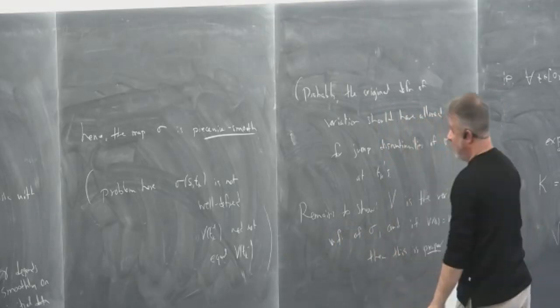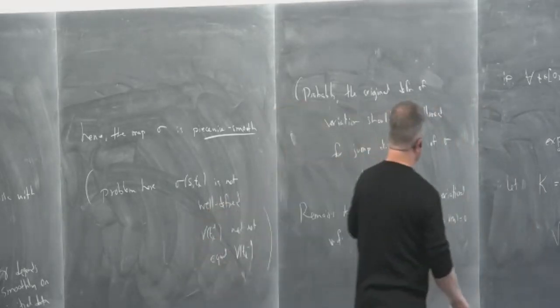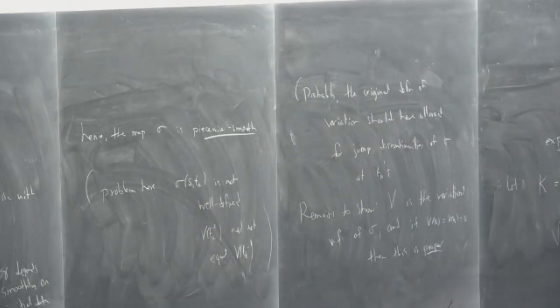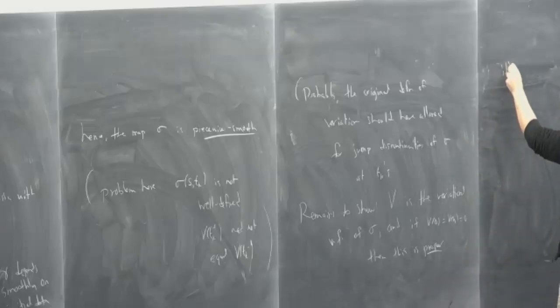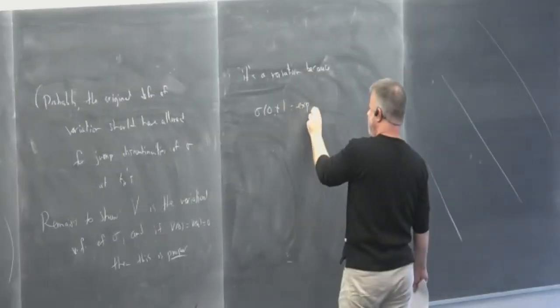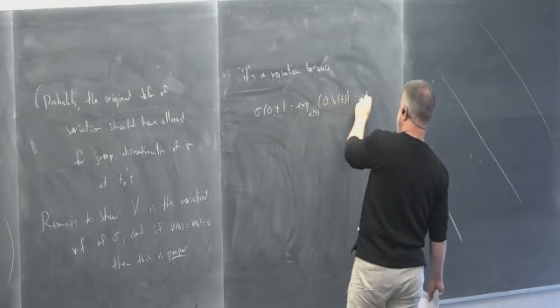Oh, by the way, why is it a variation? I should have said that, because of what happens when we plug in s equals 0. It's a variation because sigma at (0, t) is exp of alpha of t applied to 0 times V of t, and that's just alpha of t.